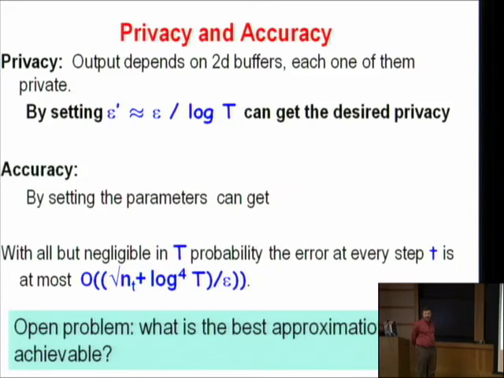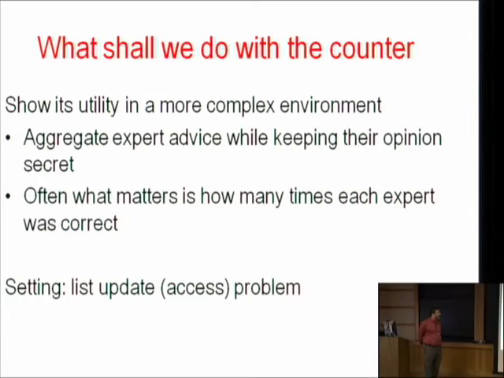Okay, so we have a counter, and we don't know whether this is the best you can do, but now the question is, what do we do with a counter? Let me say that in general, there are many algorithms that have a counter somewhere in there. In particular, algorithms somehow aggregate expert advice and count how many times each expert was correct. And using a counter, you can sort of do it approximately while keeping what the expert actually said secret.